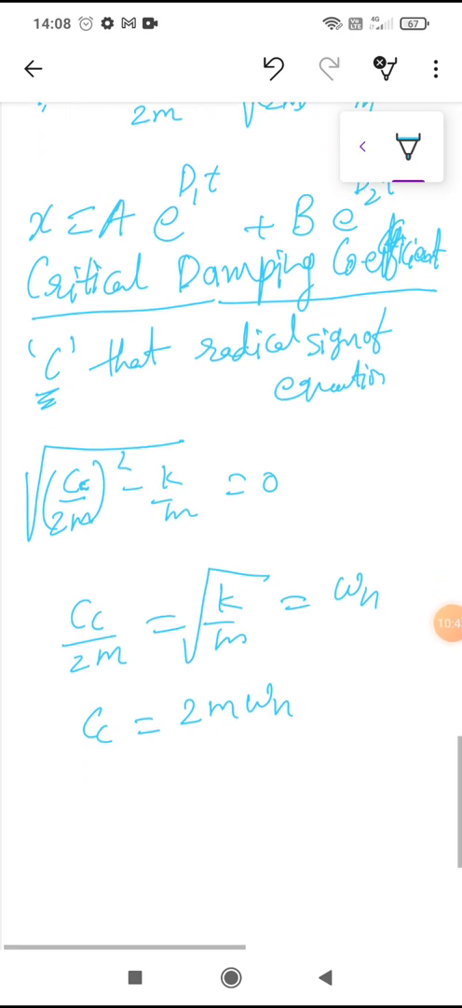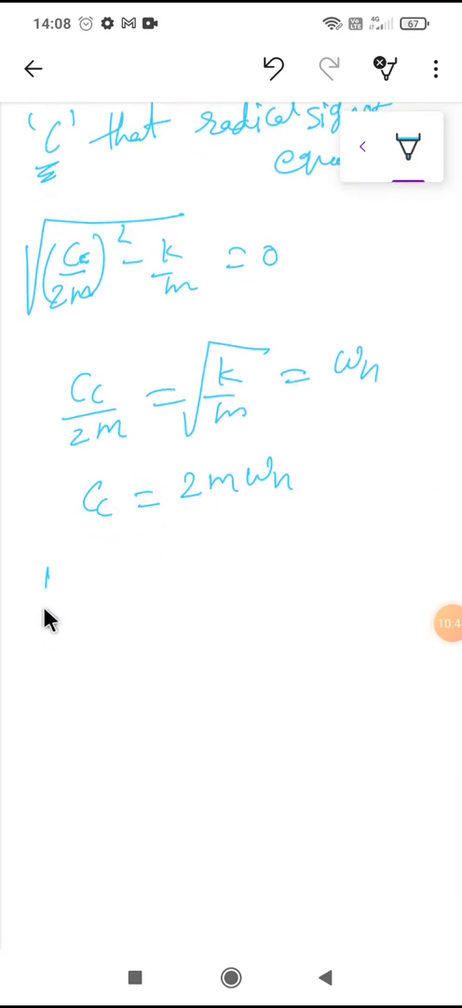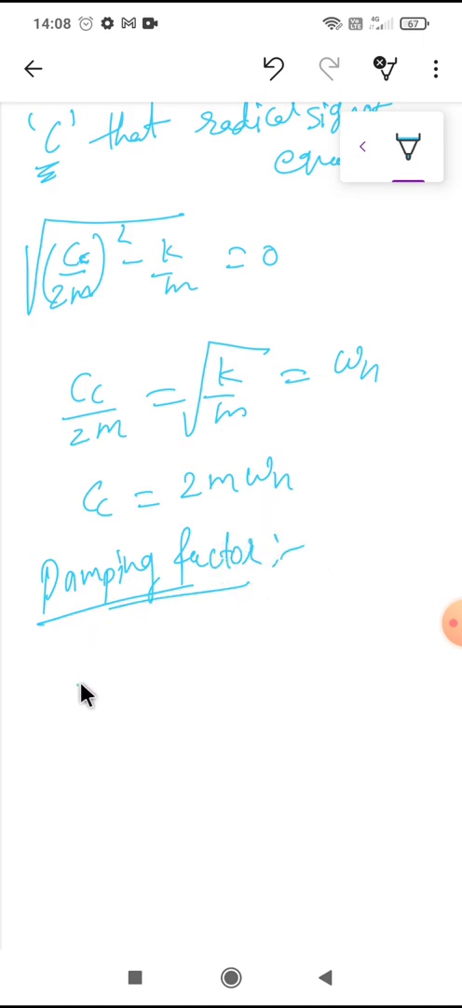Now we will introduce a new concept, that is the damping factor. So what is the damping factor? By definition, it is the ratio of the damping coefficient C divided by the critical damping coefficient Cc. So it is the ratio C by Cc. But what is the physical meaning? Its physical meaning is how much damping the system has, how much more damping it has relative to the critical damping coefficient.